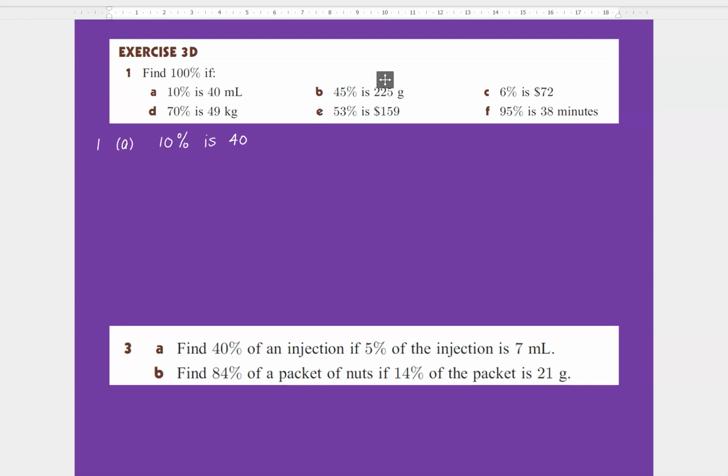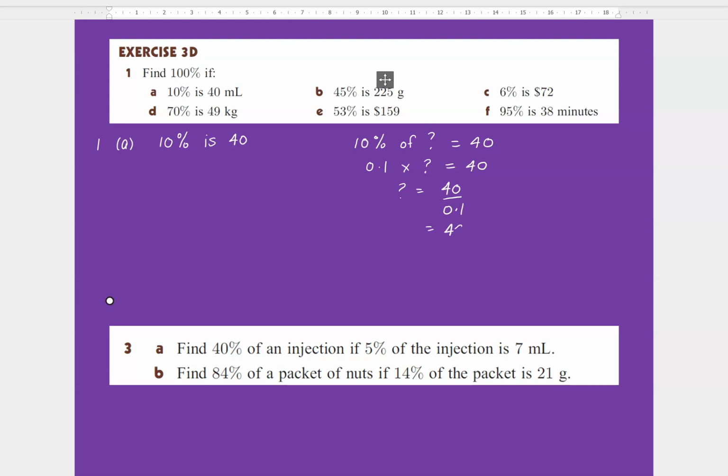Okay, so with 3D, you've got two ways to do this. What we're saying is that 10% of something equals 40. So like you just did in the previous exercise, you find 10% of something. So it's 0.1 times this something equals 40. Now with your lovely algebra skills, how do you get rid of that times 0.1? You divide by 0.1.